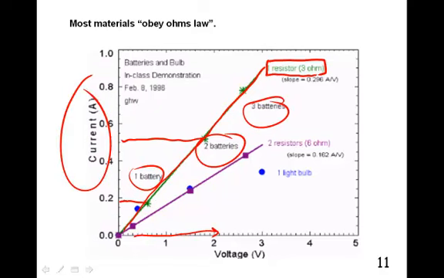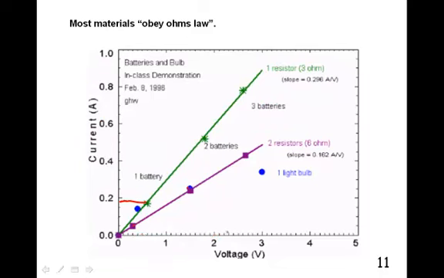And then instead of having 1 resistor, they did the experiment again with 2 resistors, so it had twice as much resistance. As they increased from 1 battery to 2 batteries to 3 batteries, the amount of current went up, and it was a linear relationship. So it's that linear relationship that defines what Ohm's law is.